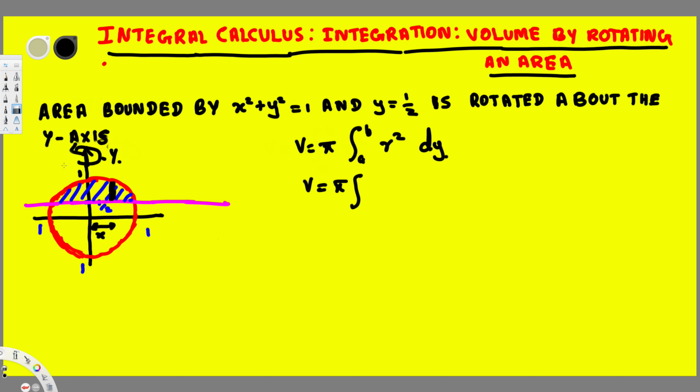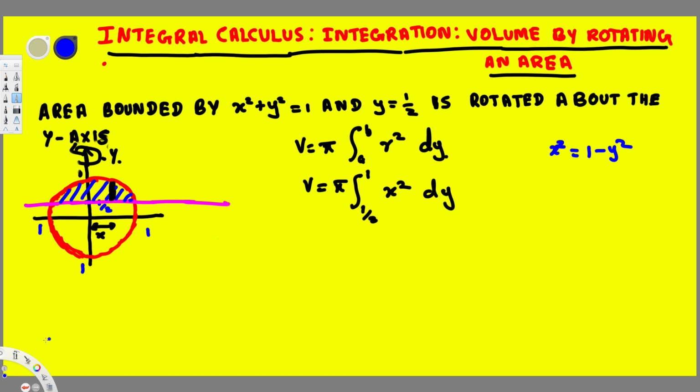So let's put this down clearly. This is starting from 1/2 and going to 1, so those are the limits of integration, 1/2 to 1, and then this is x squared dy. But we can't integrate this if it's in x form. We have to write it in terms of y. In this equation we already have x squared. If you rearrange it, you will get x squared equals 1 minus y squared. So we can replace this x squared with this.